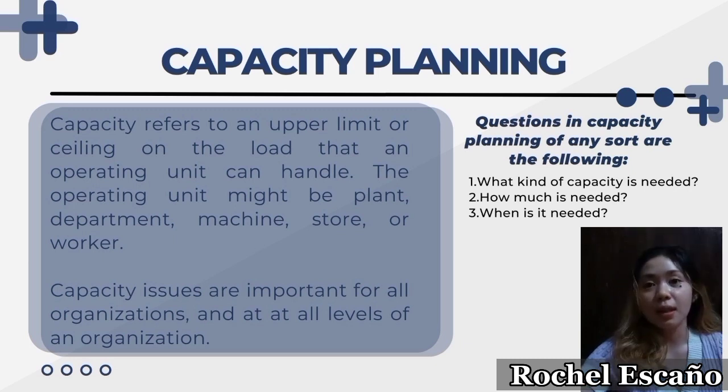Last is when is it needed. In some instances, capacity choices are made very infrequently. In others, they are made regularly as part of an ongoing process. In any case, management must review product and service choices periodically to ensure that the company makes changes when they are needed for cost, competitive effectiveness, or other reasons.